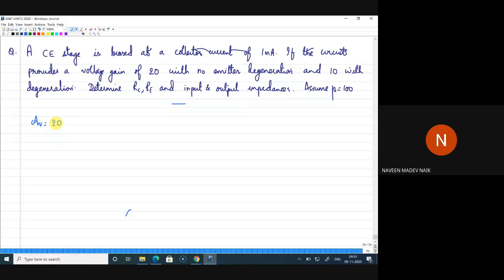The formula we have to write, sir. Yeah, what is the formula? That is what I'm asking. When degeneration is done, the voltage gain is minus GM RC divided by 1 plus GM RE. Very good. So I'll take the magnitude because anyway it is given that the voltage gain is 20. That means the given thing is a magnitude. So I'll take this as GM RC by 1 plus GM RE, right?